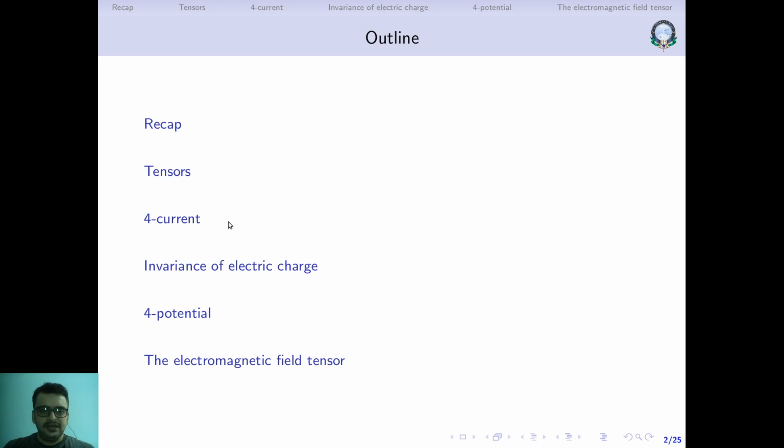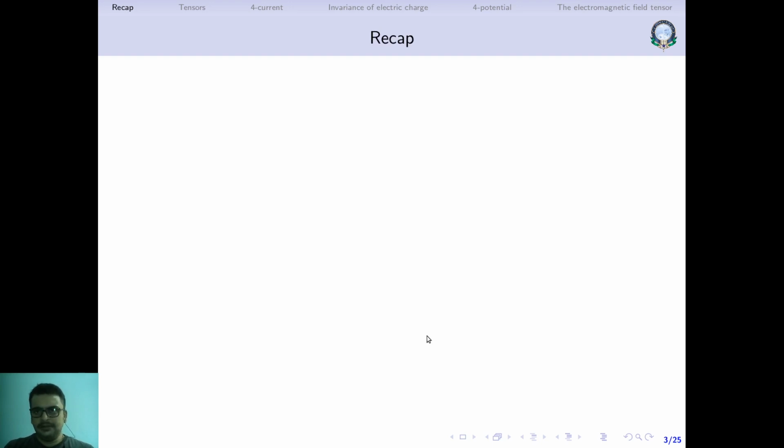Then I'll introduce you to what is known as a four-current, and this will help us show that the electric charge is actually invariant. And after that we will build what is known as a four-potential using the existing scalar and the vector potentials, and this will finally lead us to the electromagnetic field tensor. So now to recap some of the ideas from the earlier lessons.